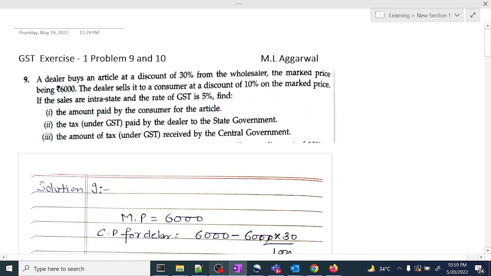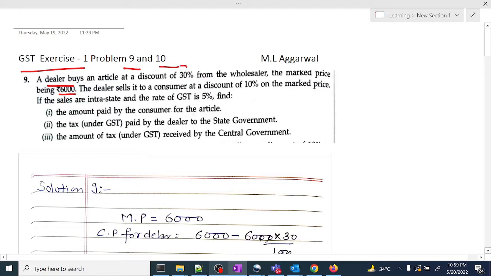In this video, we'll discuss problem 9 and problem 10 from exercise 1 of GST, right? So problem 9 says that there's a dealer who buys an article for 6,000 rupees. Mark price of an article is 6,000 rupees.